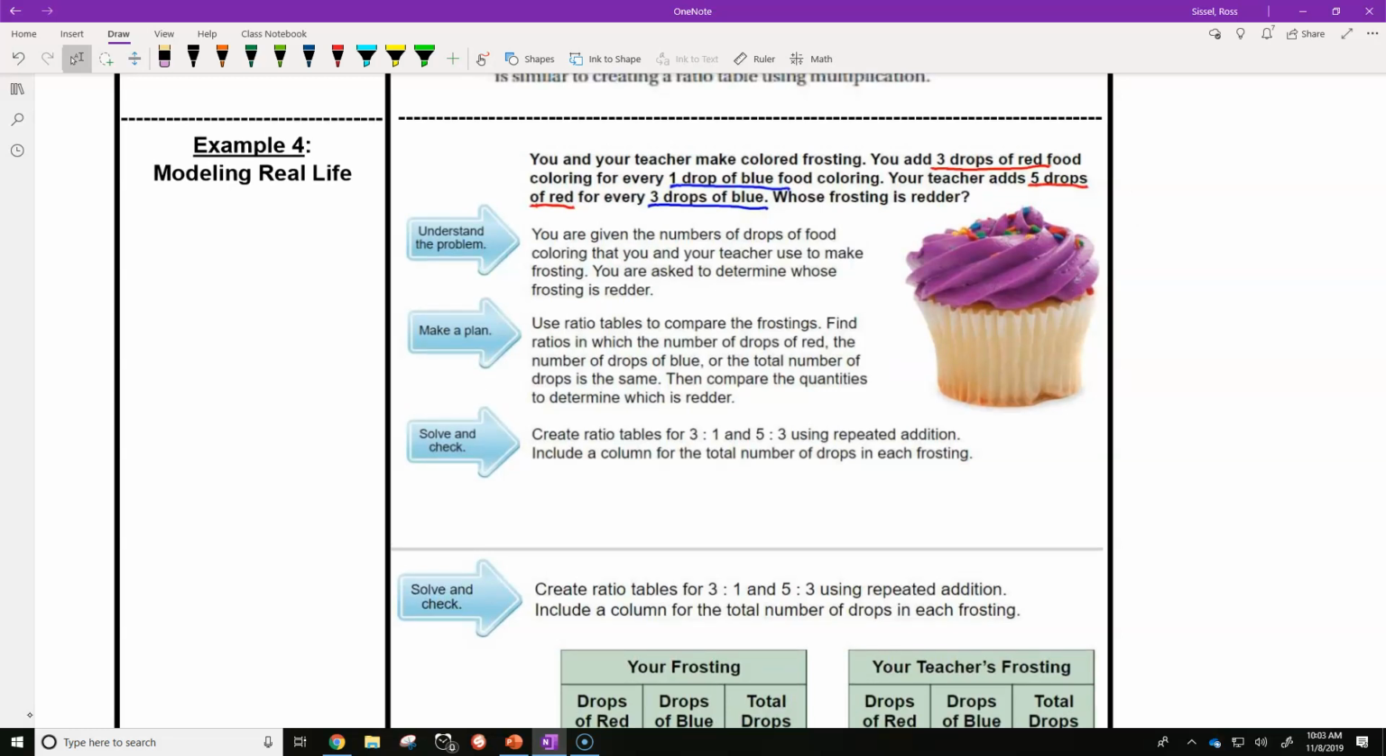Okay, number 4 is a story problem. We're going to go over this halfway quick. Okay? Because you're going to have to complete the bottom part of the notes. This is where it gets really interesting. Where once again, everything we've been doing today is up to you. You pick what works for you. But it says, you and your teacher.